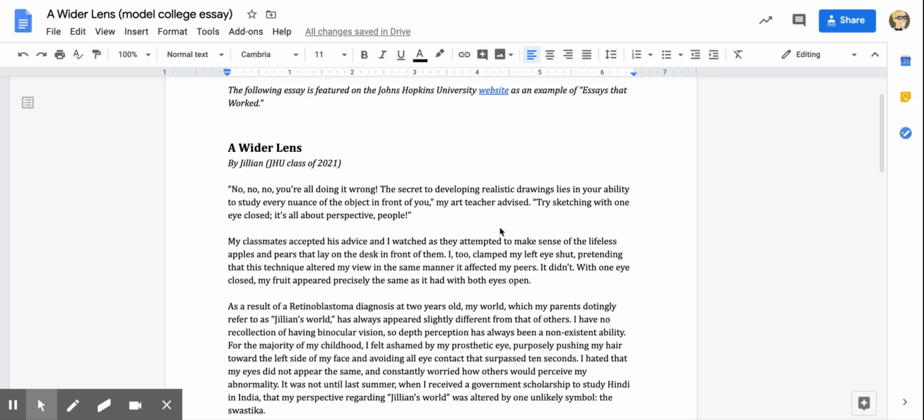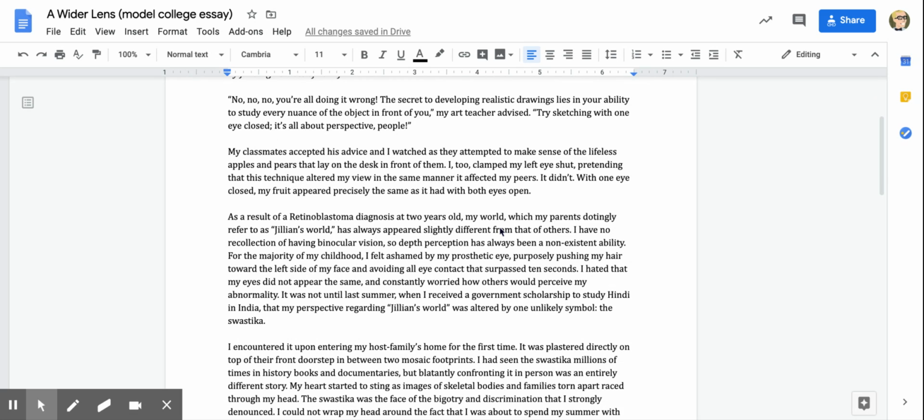So let's start with the essay's point. If a personal narrative essay makes a point, or again, thesis, what is Jillian's point in "A Wider Lens"? In other words, what's the thesis of this essay? What is Jillian trying to show the admissions committee about herself? Now, the point of a personal narrative is sometimes a lesson the writer learns from an experience, a realization or an epiphany that the writer has.